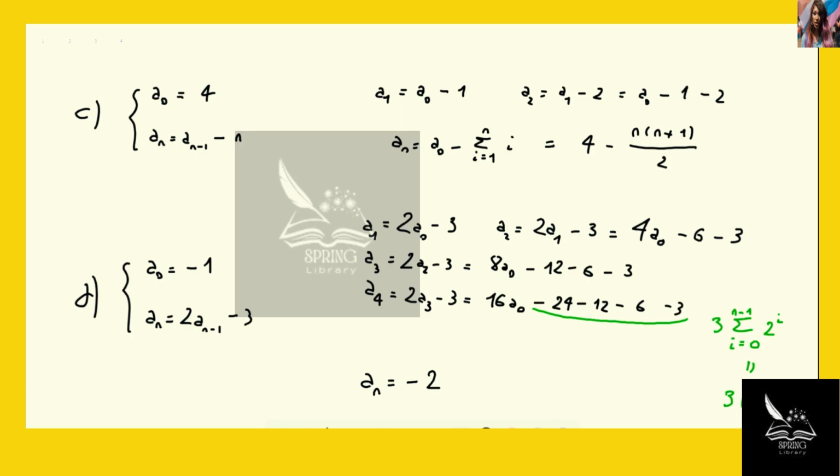Therefore, an is given by minus, because that's a0, 2 to the power of n, minus 3 times 2 to the n minus 1. And after collecting the 2 to the n, we get minus 4 times 2 to the power of n, plus 3.